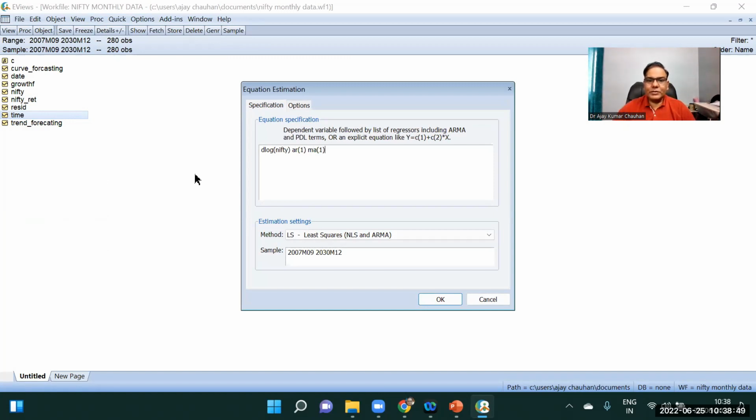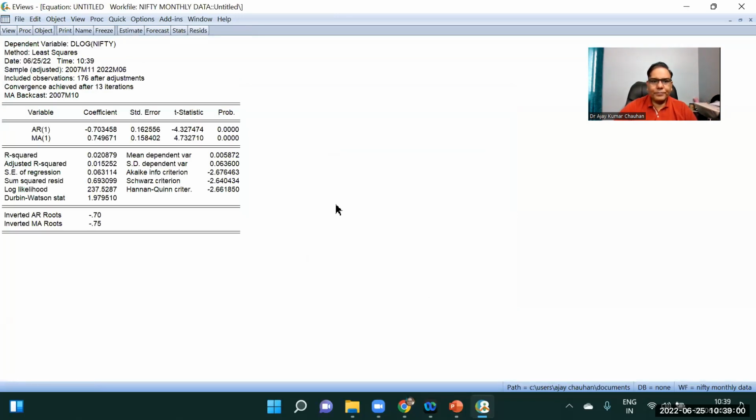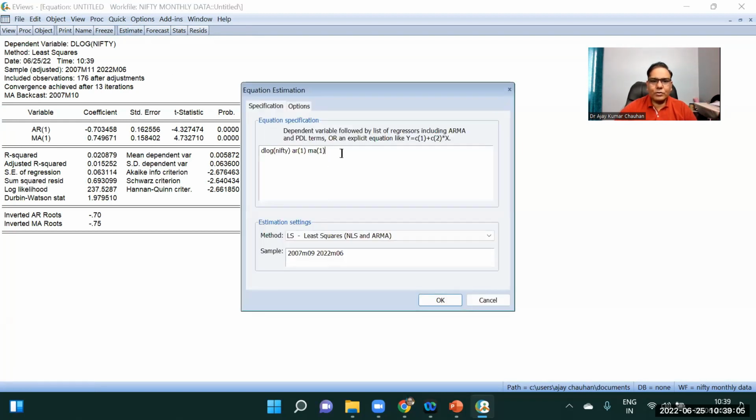The sample model I am making up to 22.06, and okay. You can see that both AR and MA terms are significant, but I have to add a constant also. Constant must come.